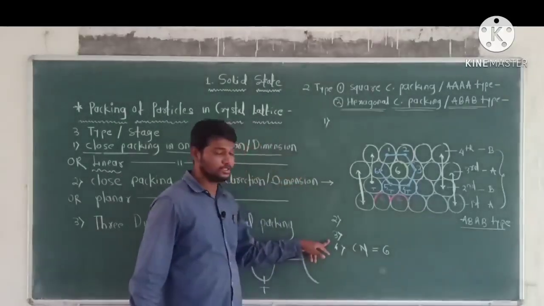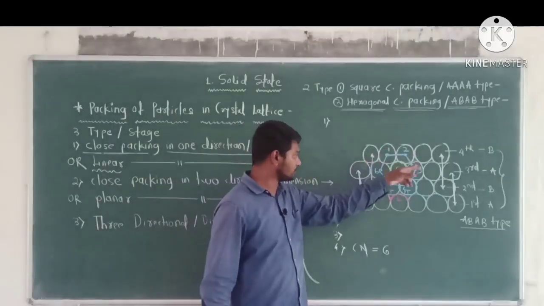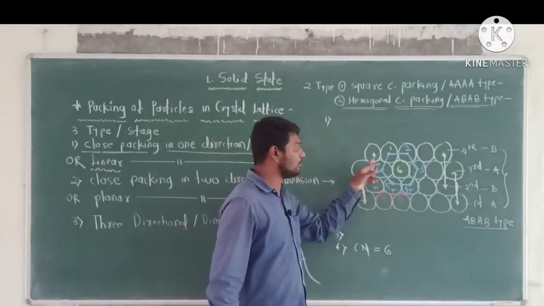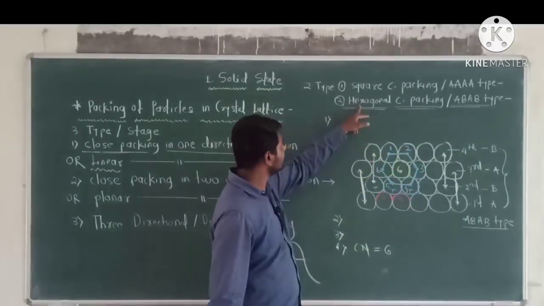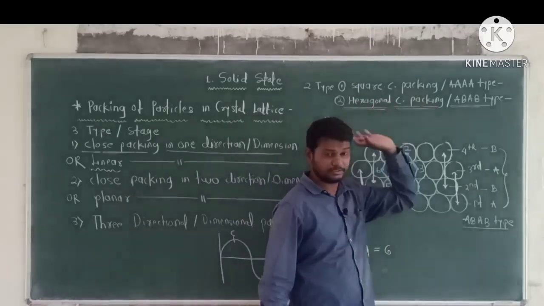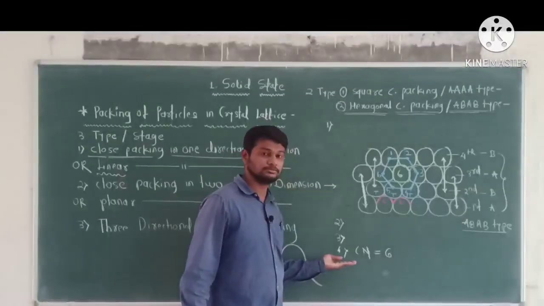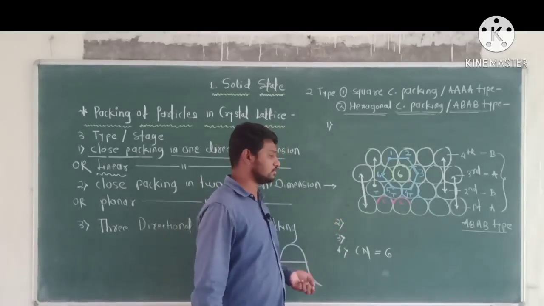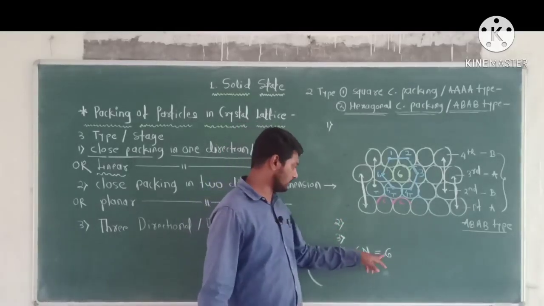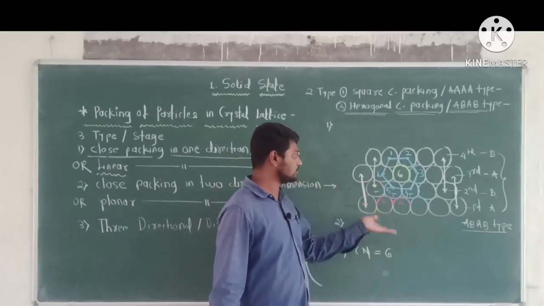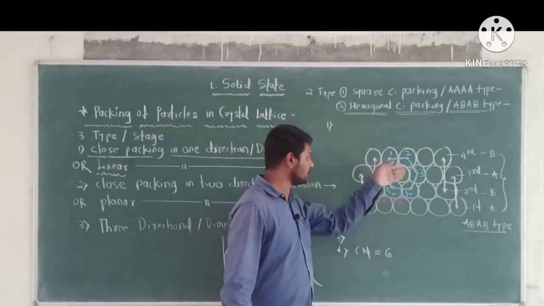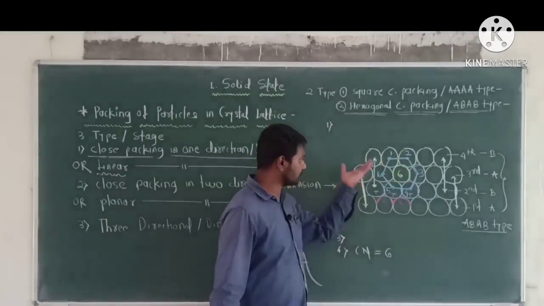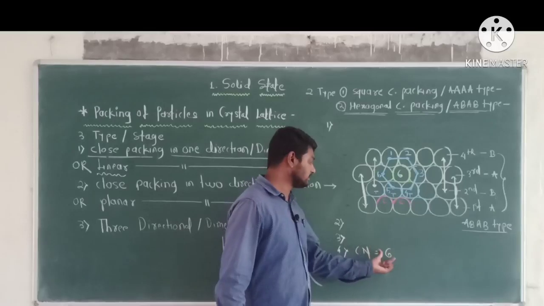Third point, in this packing, the centers of 6 neighboring constituent particles are joined to form a hexagon. Therefore, this packing is called hexagonal close packing. And last, that is the 4th point, in this packing, each constituent particle has a coordination number of 6 because each constituent particle is surrounded by, or in contact with, 6 other constituent particles. Therefore, the coordination number of each constituent particle is 6 in this type.